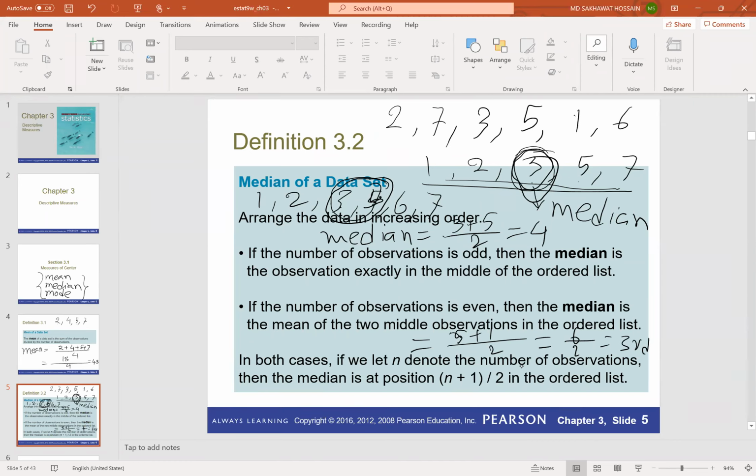And in case of the second example, we have 6 values. So the position will be then 6 plus 1 divided by 2. That means 3.5. So that means the 3.5th value. So which one is the 3.5th value? This is the third value. This is the fourth value. So the 3.5th value will be in the middle of these 2. So that means you have to take the average of these 2, right?